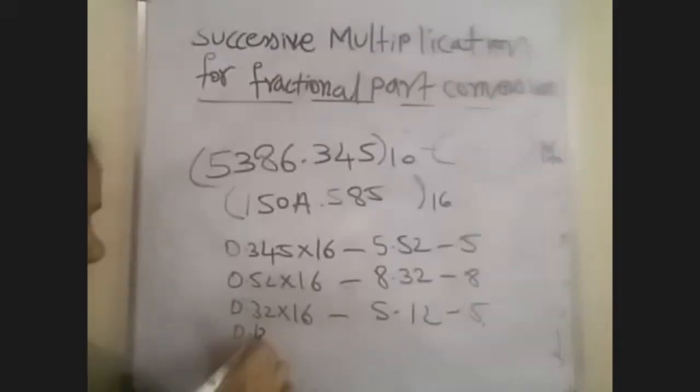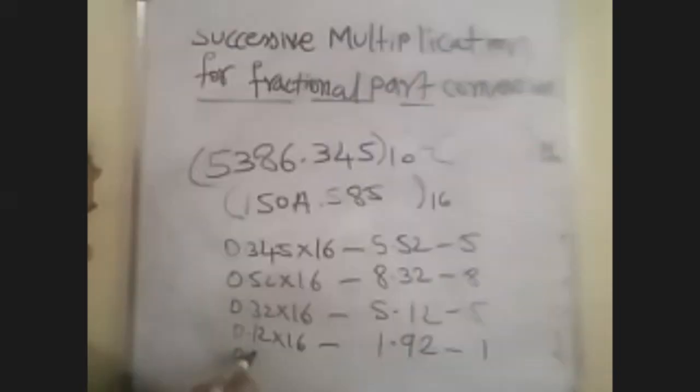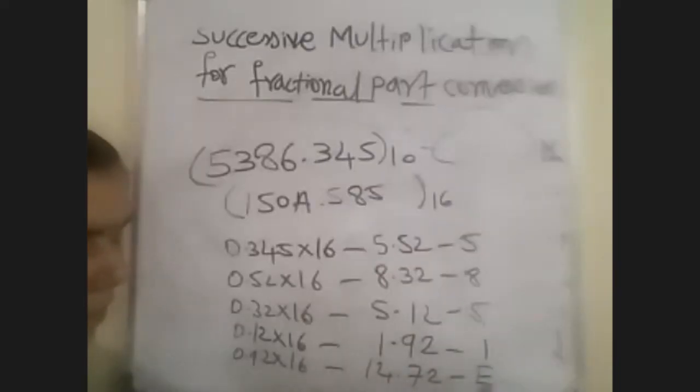So again, you will calculate 0.12 into 16. 1.92, ma'am. Okay. And again 0.92 into 16. 14.72, ma'am. 14.72. Here 14 means E.